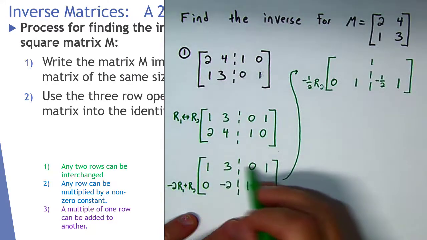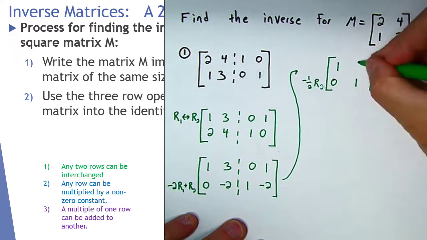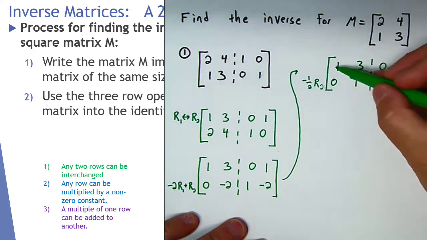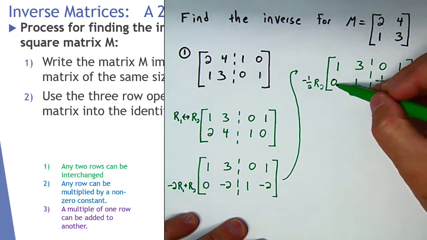Now I didn't tamper with the top row at all, so that's 1, 3, 0, 1. And we're almost there. We've got 1s on the main diagonal and a 0 down here.